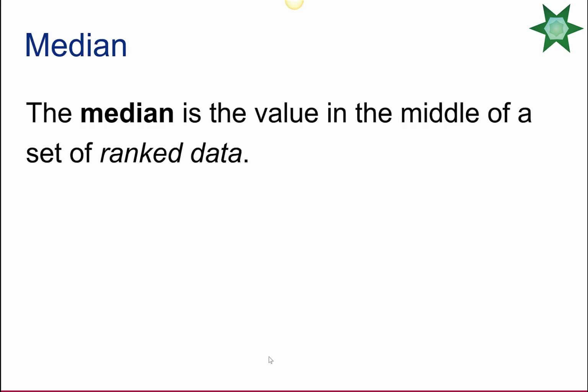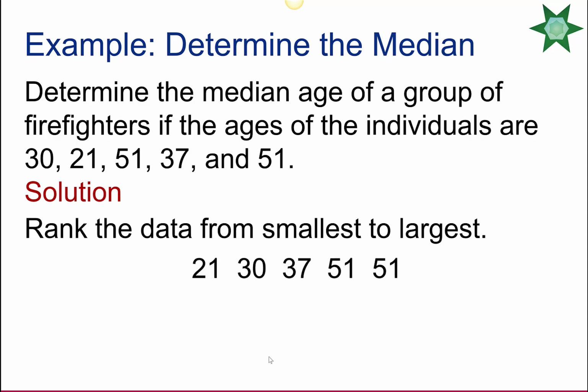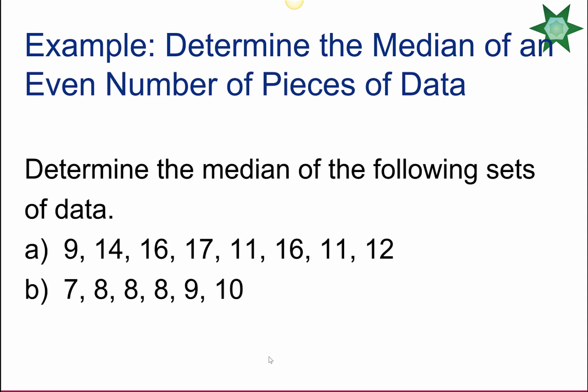The median is the value in the middle of a set of ranked data. By ranked data, we mean we put it in order from smallest to largest. So we're going to work with the firefighters' ages again. We're going to put them in order, and we notice the data value in the middle here is 37.